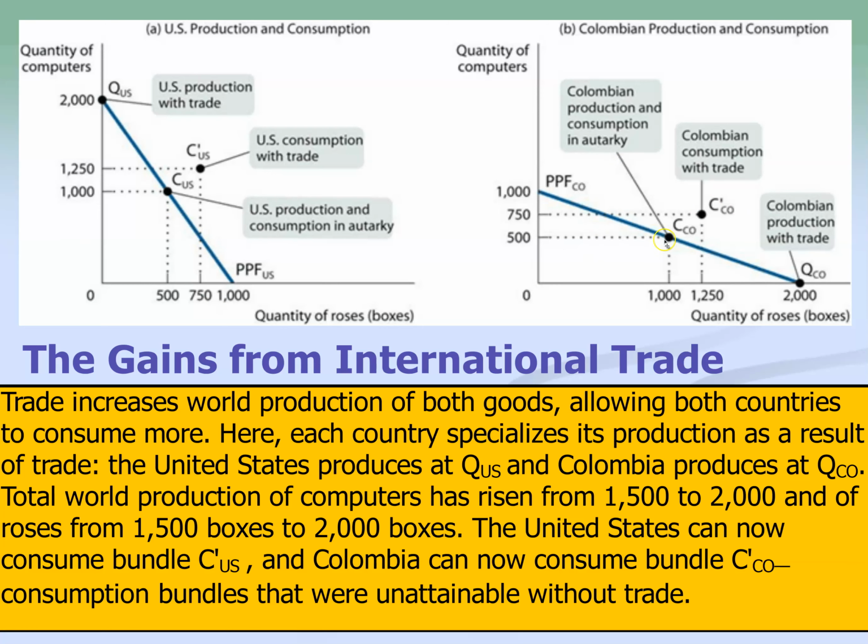On the PPF, they can produce 500 computers and 1,000 roses, but if they specialize, then they can consume 750 computers, 250 more than they could have produced, and they can consume 1,250 roses as a result of this. So this is to both countries' benefit. Both are gaining from this international trade as a result of having a lower opportunity cost in the products that they're producing. So that really is the driver here.